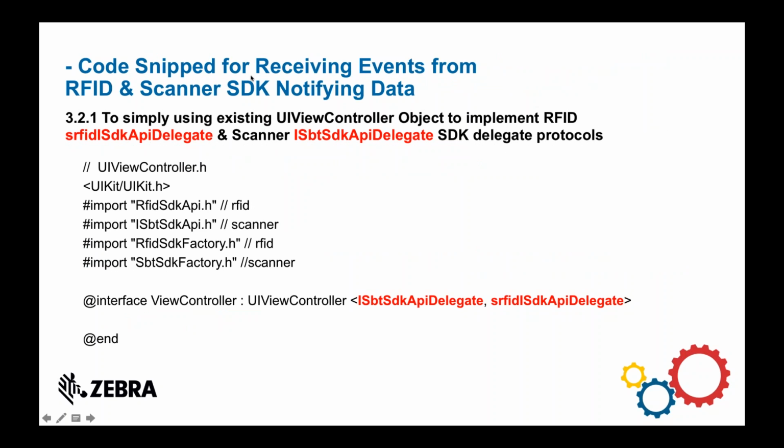Okay, so this is the concept for receiving events from the RFID and Scanner SDK notification data. Basically, you use 2 protocols. One is the RFID SDK API dedicated protocol. So you need to implement this RFID protocol, and also the Scanner API dedicated protocol, in your UI view controller.h. This is the object you create.